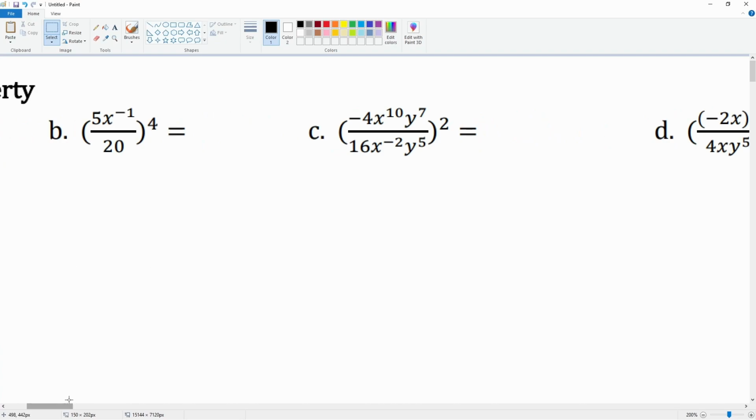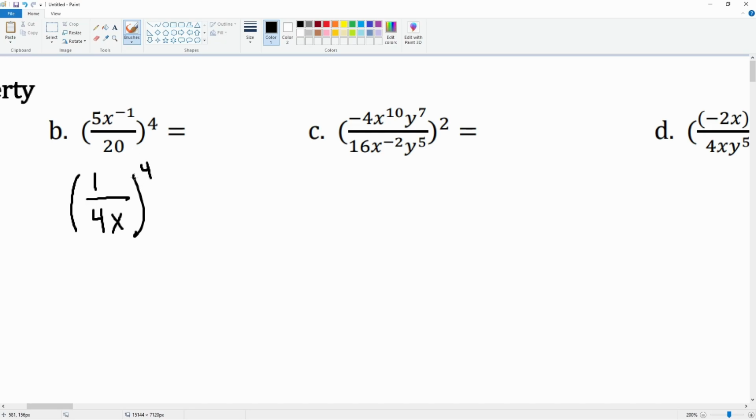Next, here, it is always best practice to simplify what's inside the parentheses first, using the rules of PEMDAS. So 5 over 20 becomes 1 over 4, because 5 goes into 5 one time, and 5 goes into 20 4 times. Then we have an x to the negative 1. But do you see how it has a negative exponent? We want it to be positive, so what we're going to do is bring it down. So that's how we simplify inside the parentheses first.